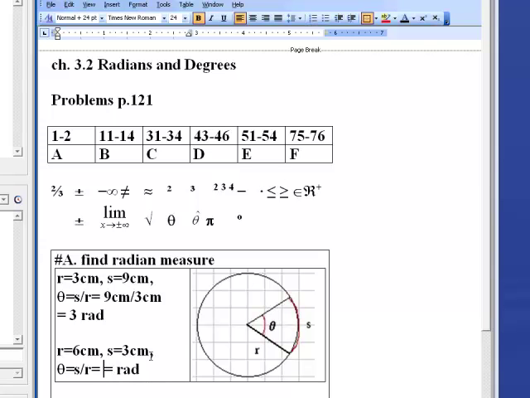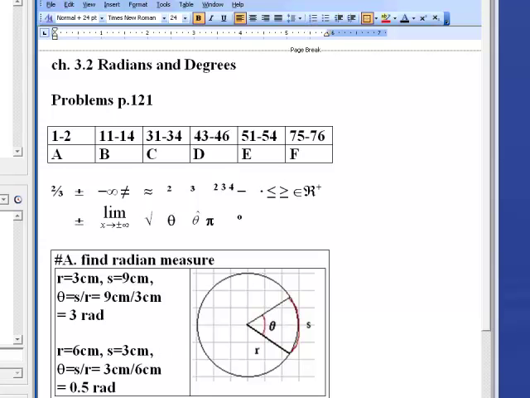Second example, S over R is arc over radius is 3 centimeters over 6 centimeters. Comes out to 1/2, obviously, or 0.5. I think I like 0.5 better. 0.5 radians, that's in the neighborhood of 1/6 of pi, so pi over 6. Pi over 6 is 0.52 something. So we're at about 30 degrees for this one.